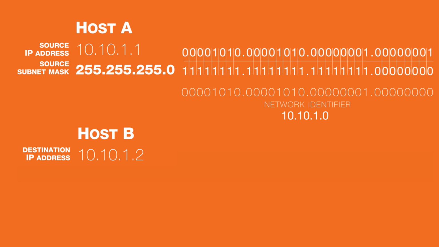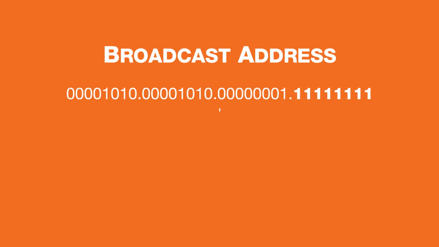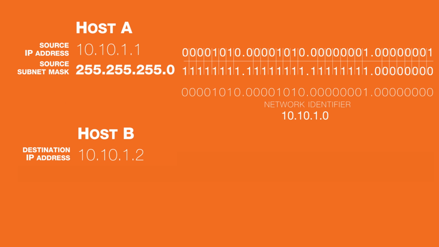In fact, they can't be all 1s either, because when all host bits are set to 1, that represents a network broadcast address, and like a network ID, cannot be assigned to hosts. This network's broadcast address, with all host bits set to 1, would be 10.10.1.255. Any pattern besides all zeros and all ones for the host bits is legal and valid to be assigned to devices on the network.